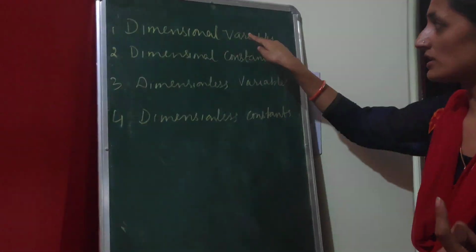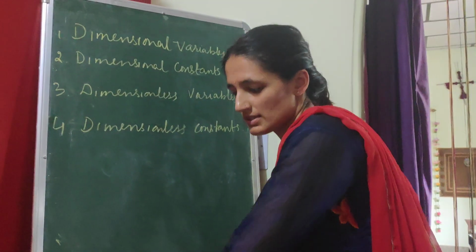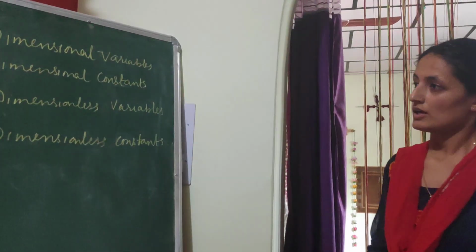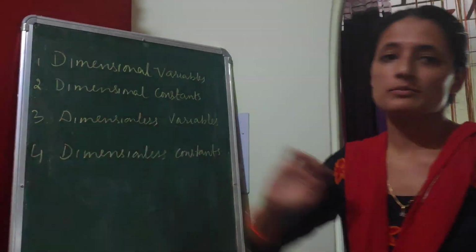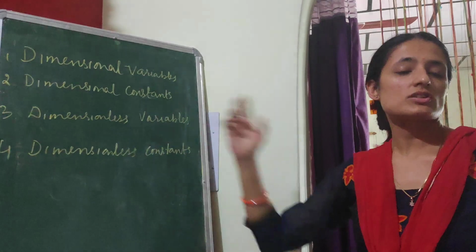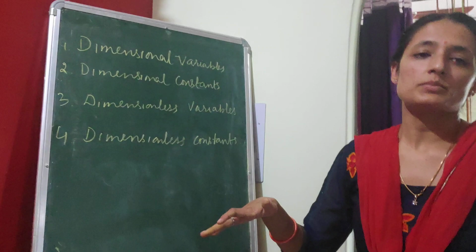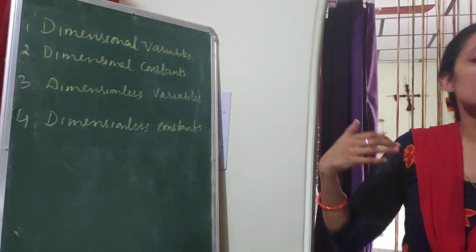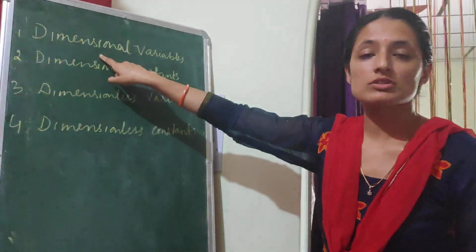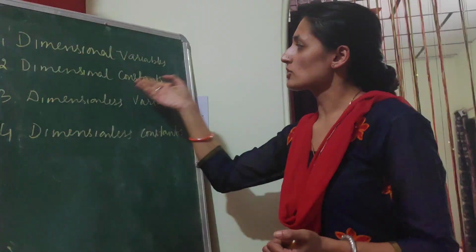That's why dimensional variables. Area, suppose this blackboard is in the form of a rectangle. This is the length, this is the breadth. It will have an area, suppose x meter square. If I increase the length and decrease the breadth, then the area will also change. So it is a variable and it also has dimensions. That's why dimensional variables. Now second is dimensional constants.